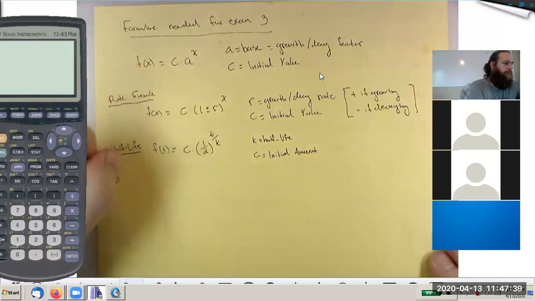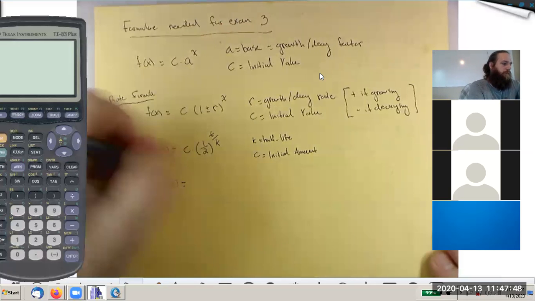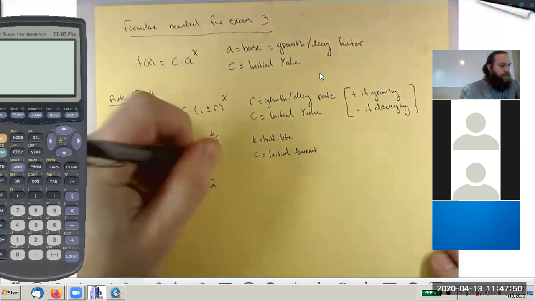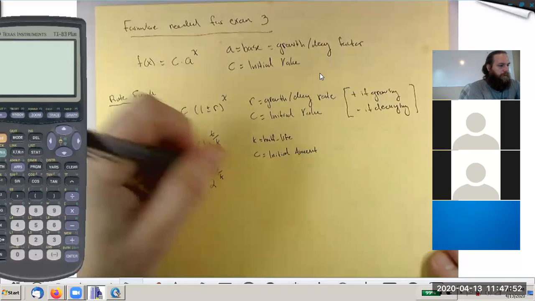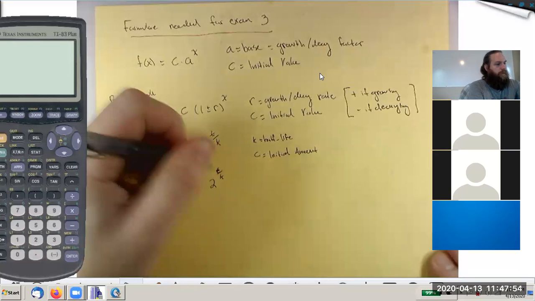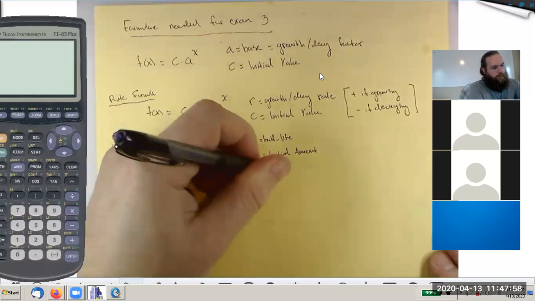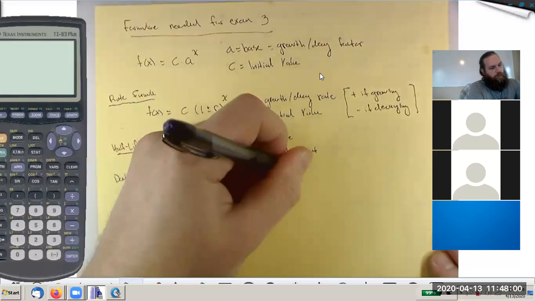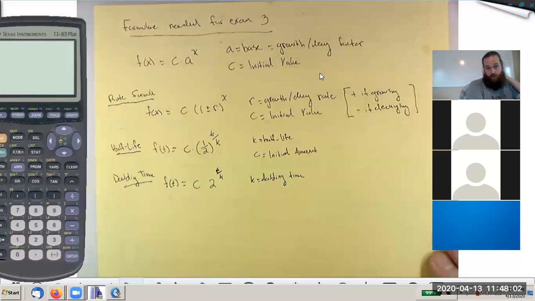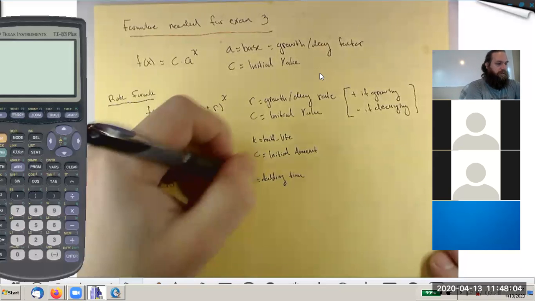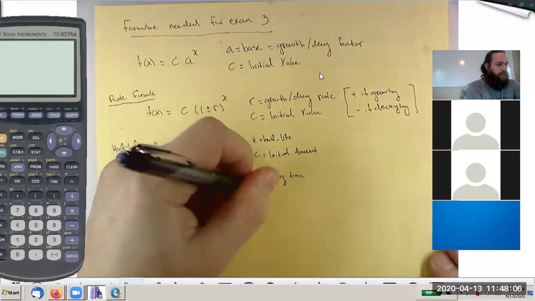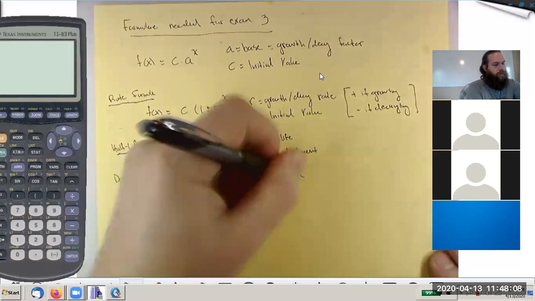The doubling time formula is f of t equals c times 2 to the t over k. Here k is called the doubling time. It's the time it takes for the quantity to double. C is, again, the initial value, or initial amount.